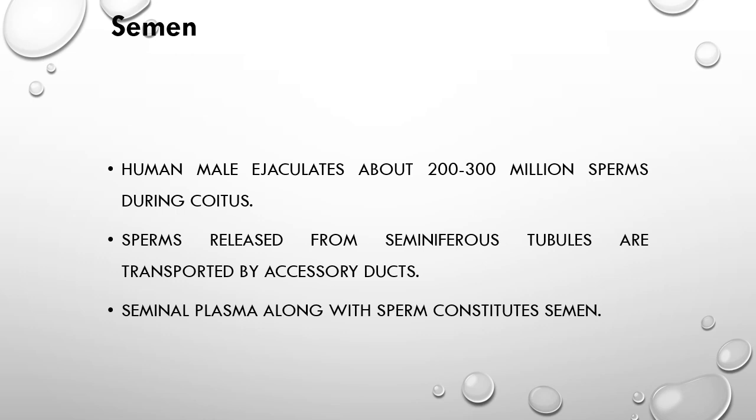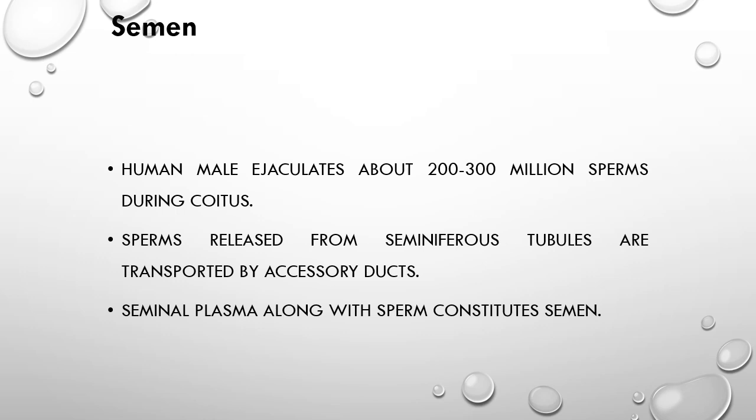What is the function of semen? This semen helps in the survival of the sperms, and it also helps in the motility of the sperms. Sperms can survive for a longer period of time due to the presence of semen, and they also show some motility due to the presence of semen.